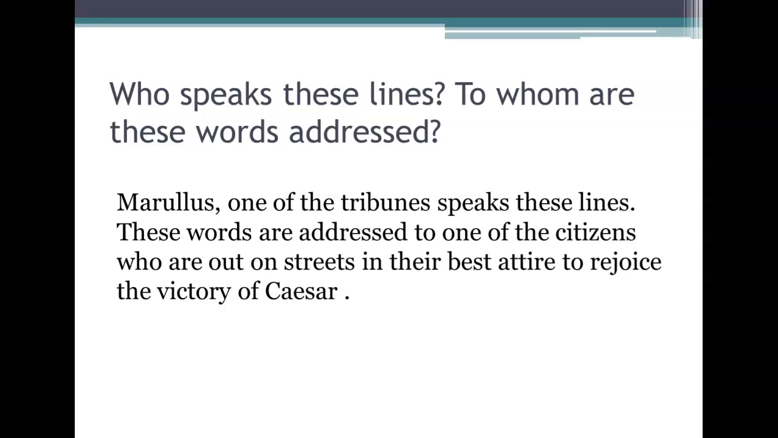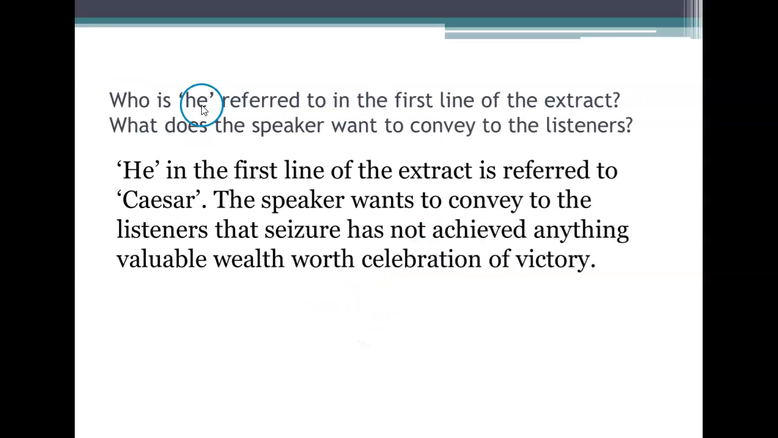Marullus, one of the tribunes, speaks these lines. These words are addressed to one of the citizens who are out on the streets in their best attire to rejoice the victory of Caesar. You'll find this line, to rejoice the victory of Caesar. That is, the commoners are out on the street in their best attire to rejoice the victory of Caesar. This is a common sentence which you'll find in mostly all the answers.